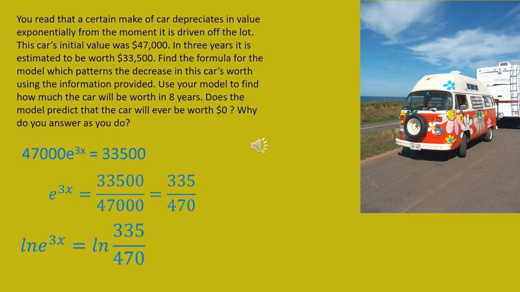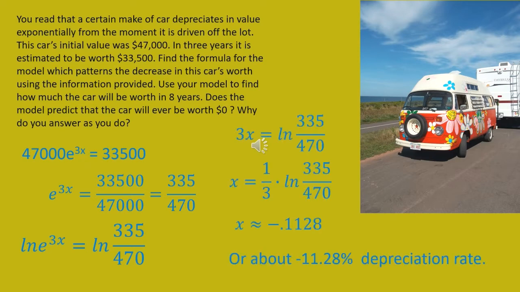I want to get at the variable, which is in an exponent on a base of e. So the natural log function is the inverse for exponential base e. Plug e to 3x into its inverse function. Whatever I do to one side, I have to do the same thing to the other side. So the 335 over 470 also gets plugged in to the natural log function. We're basically finished at this point. The natural log cancels out base e, giving me 3x, and 3x is then equal to ln of 335 over 470. To get x completely by itself, divide by 3. So x is equal to exactly 1/3 times the natural log of 335 divided by 470.